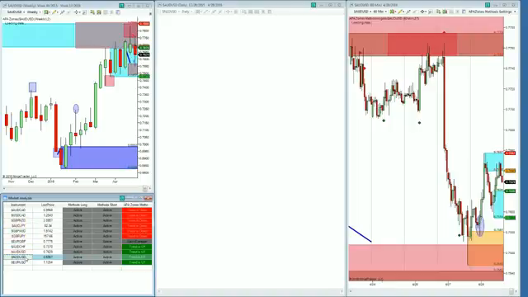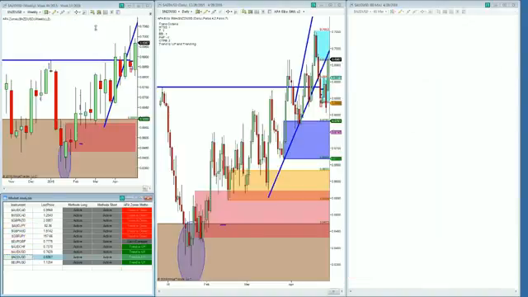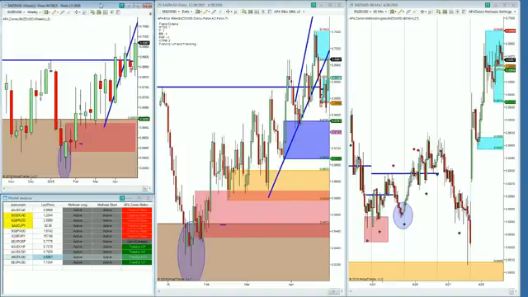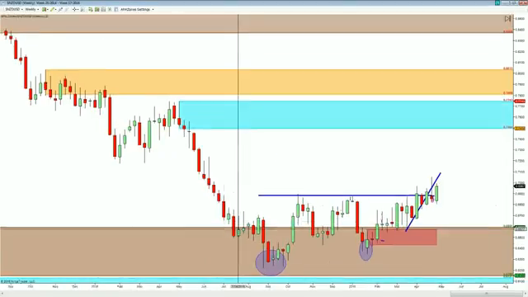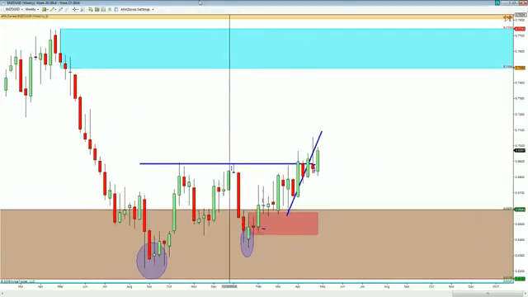So moving down here to the Aussie dollar, this is the one that we were looking at, this big reversal pattern happening here on the weekly and the daily.